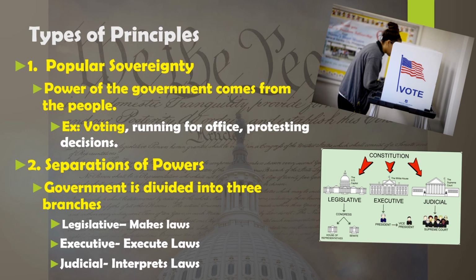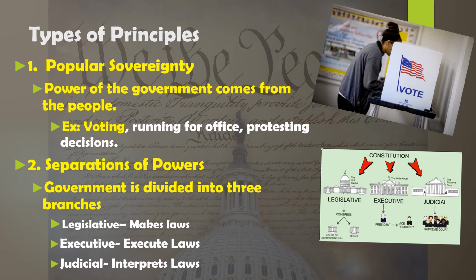So let's talk about types of principles, and the first one is obviously popular sovereignty, and this is where the power of the government comes from the people. I've outlined this for many weeks now, especially as we got into civics material. The power comes from us, and the power, specifically, is through voting. So when you think of popular sovereignty, guys, you have to think of voting. The power of the government comes from the people, not the other way around.